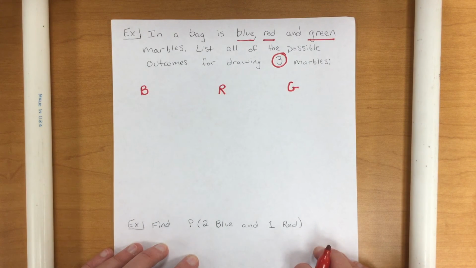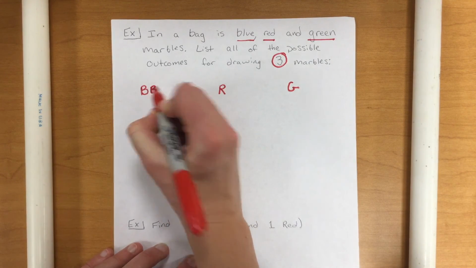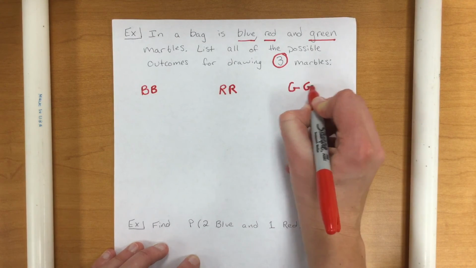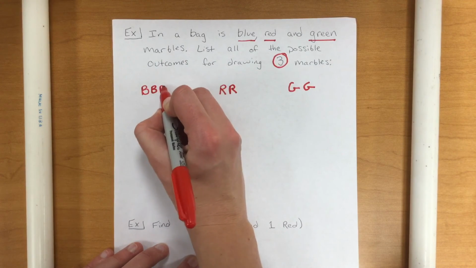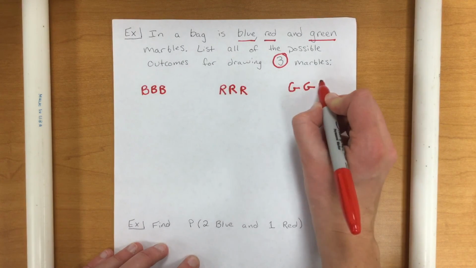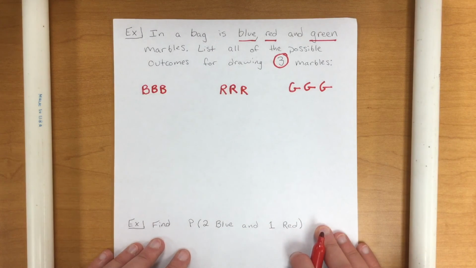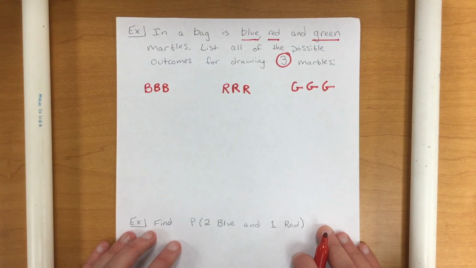So for our second marble, we could also have blue, red, or green. And for our third marble, we could also have blue, red, or green. So this would mean that we are drawing the same color out each time. So now we need to go through all of the options.